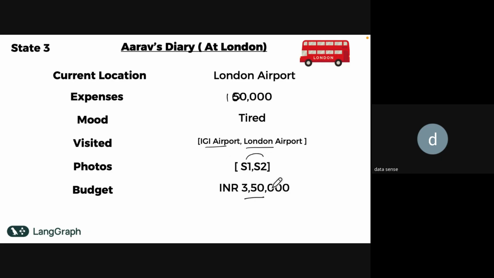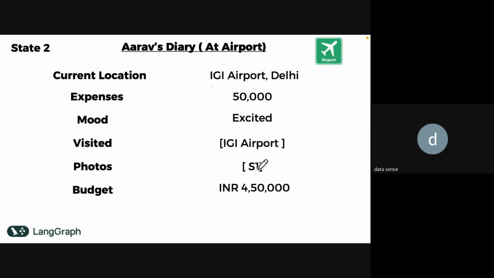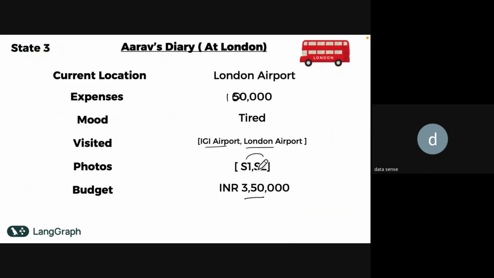So if we compare, this is my state 1, when he was at home: expenses 0, budget 5,00,000, nothing here. State 2 looks like this. State 3 looks like this.